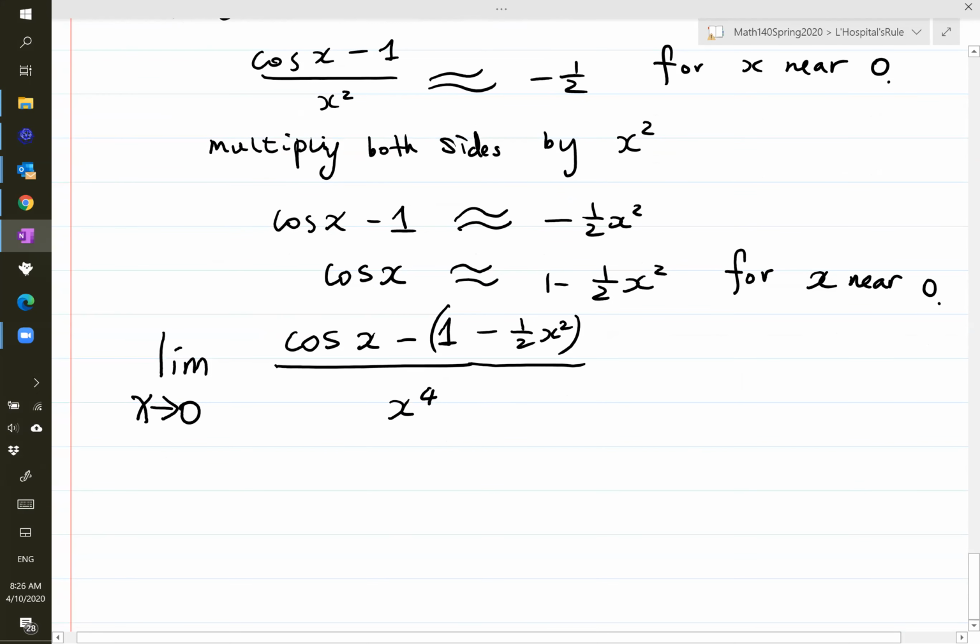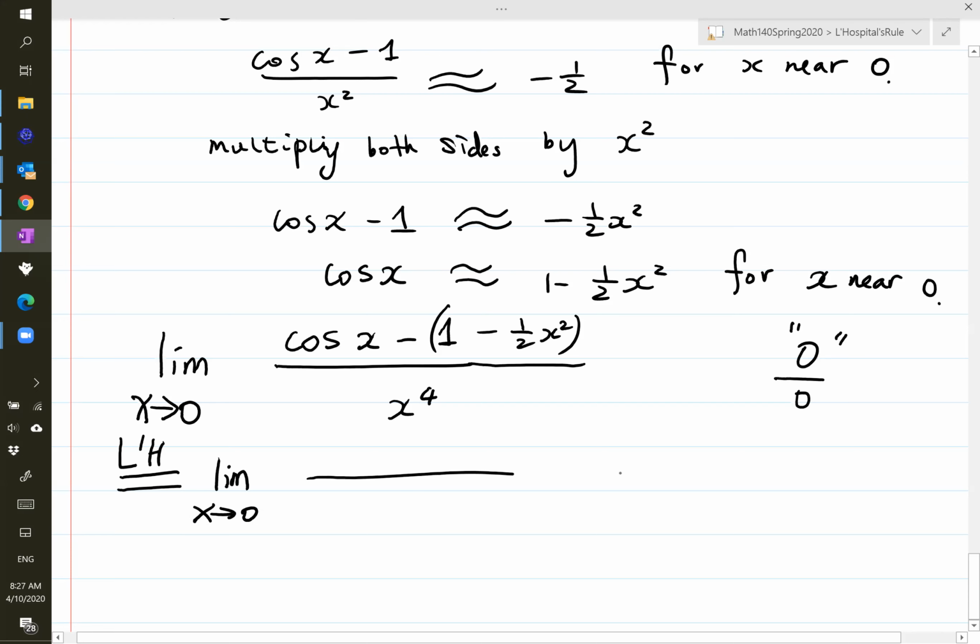Okay, first we check this is 0 over 0. L'Hopital's rule applies. The denominator derivative does not vanish except at x equals 0. So we can apply L'Hopital's rule for 0 over 0. You check that by plugging x to be 0, so you get 0 over 0. Then we apply L'Hopital's rule.